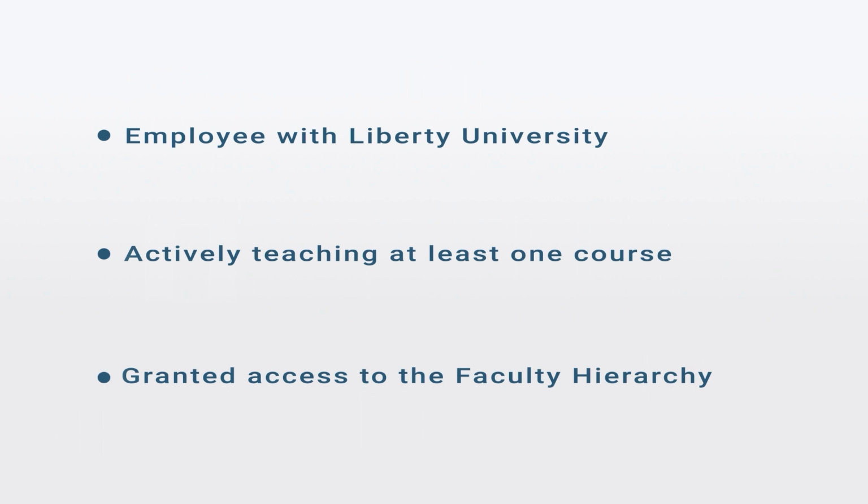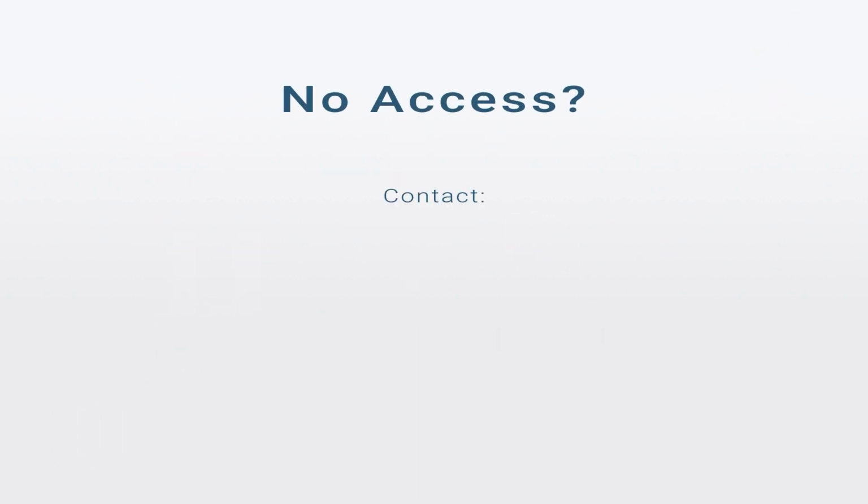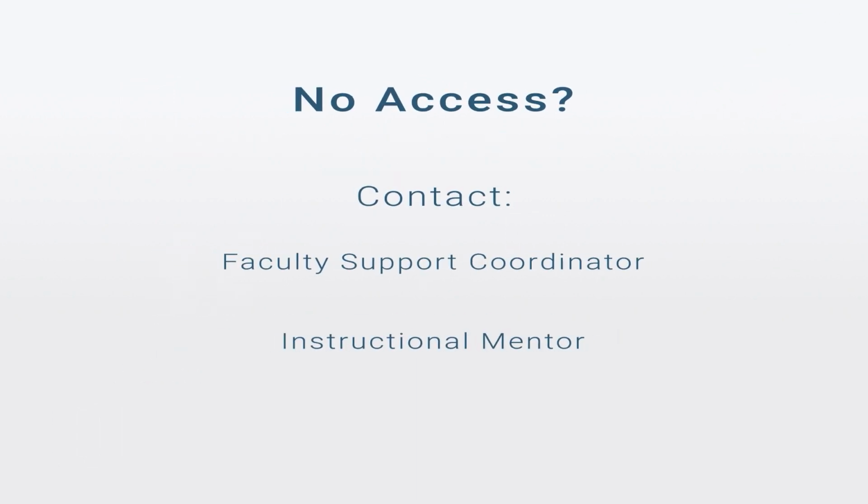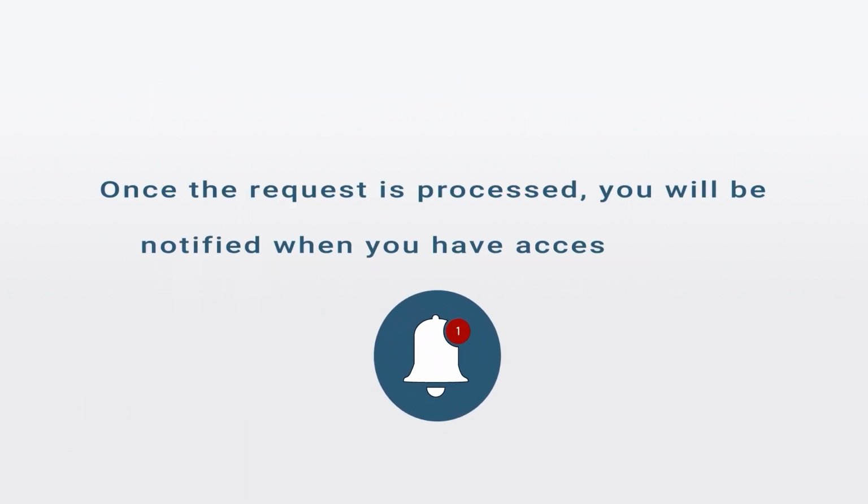If you are an employee with Liberty University, actively teaching at least one course, and have been granted access to the faculty hierarchy, then you have access to FAR. If you don't have access, then you will be required to contact your faculty support coordinator or instructional mentor to have a request put in on your behalf. Once the request is processed, you will be notified when you have access to FAR.